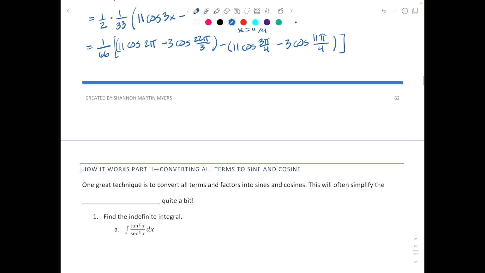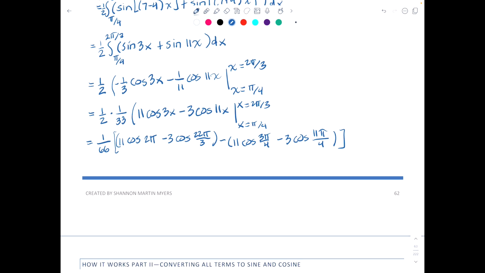Are we good so far? Excellent. So now we will have 1 over 66. Cosine of 2 pi is 1 because 2 pi is coterminal with 0. So we're going to have 11, so this is 1.